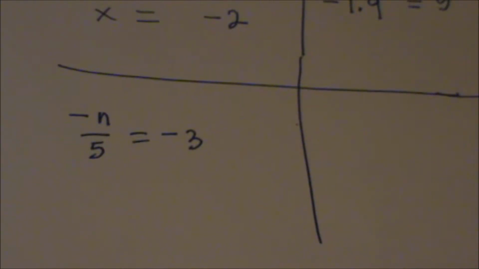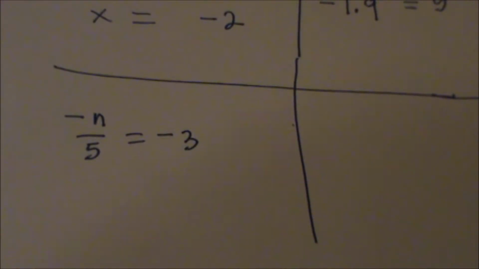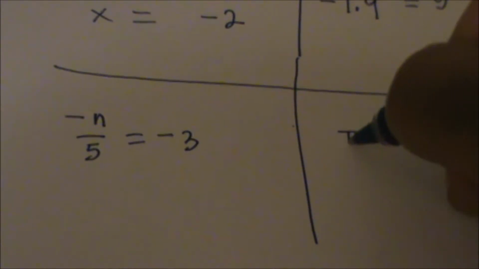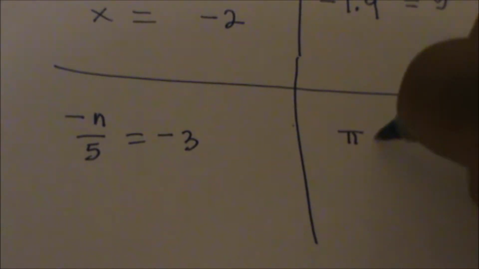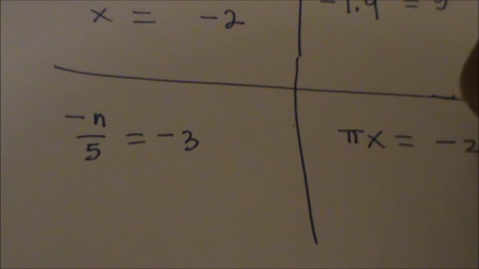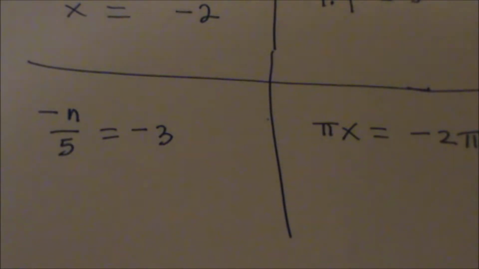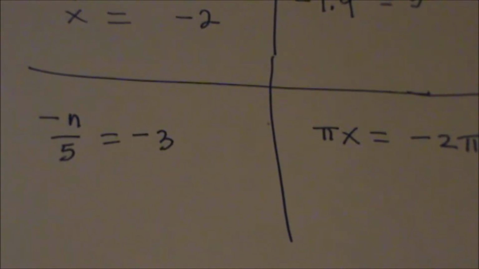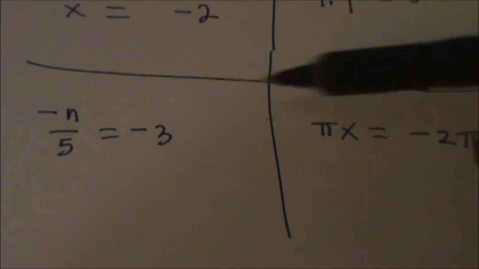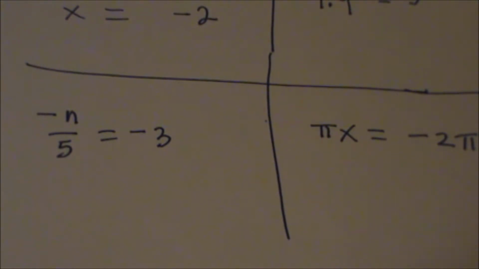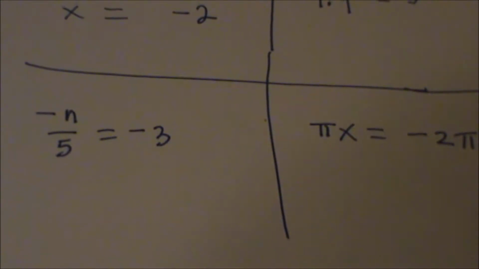Negative n over 5 equals negative 3. And also, let me give you some. All right. You can see that. All right, we're going to do another one. Next to that, we're going to have pi times x equals negative 2 pi. Now I want to illustrate these two types of problems. And I'm going to identify the properties for each one. But you have multiplication and division property, and I'll show you which one's easier to apply.